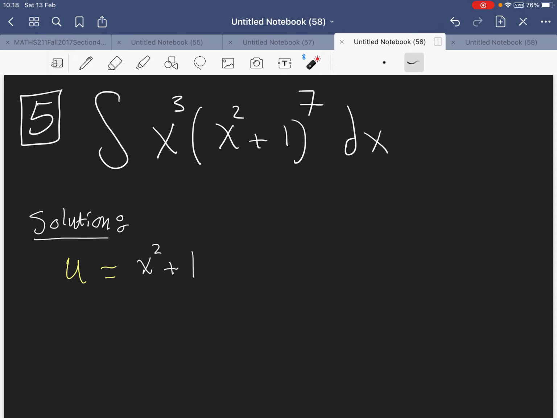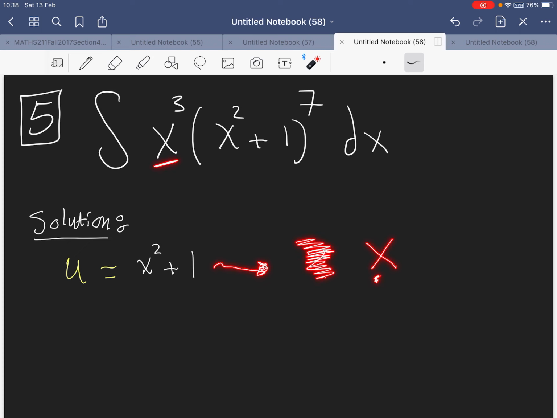Now, how can I check if my answer is correct? As usual, we take the derivative. On the side, the derivative is 2x. As we said, we forget about the 2. What we are left with is x. Now look at the integral. Do you see an x?